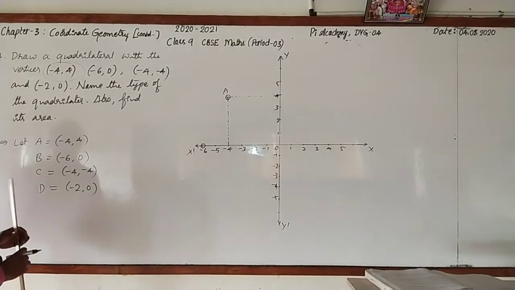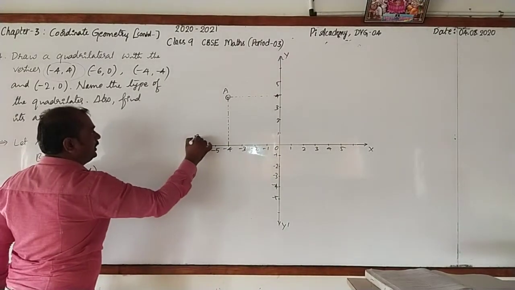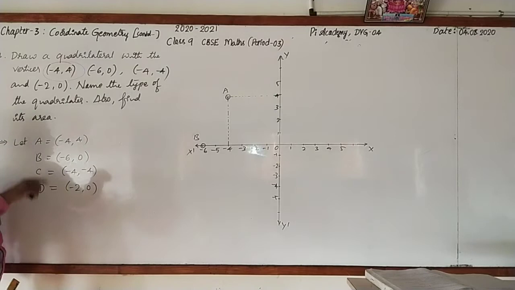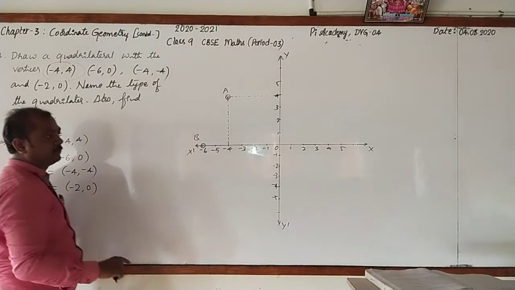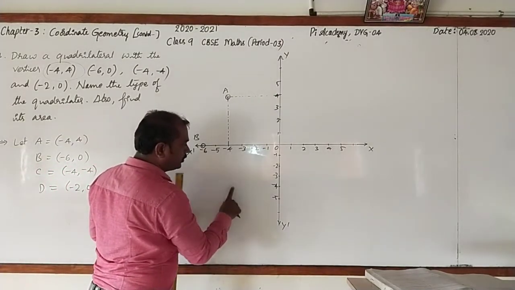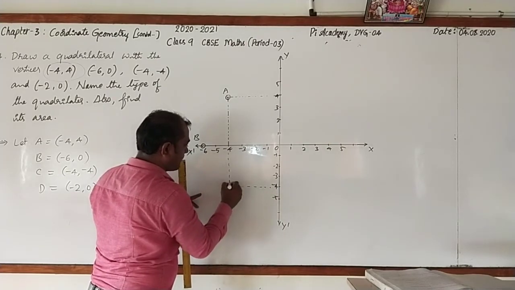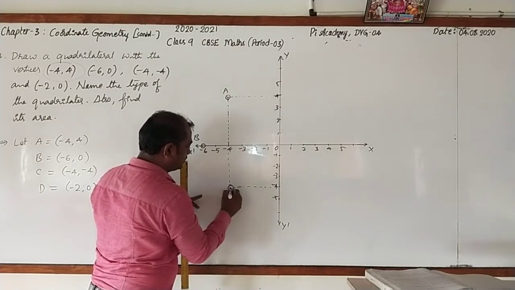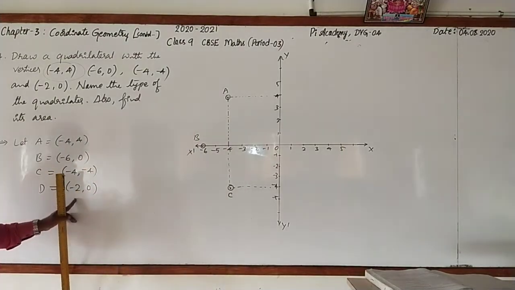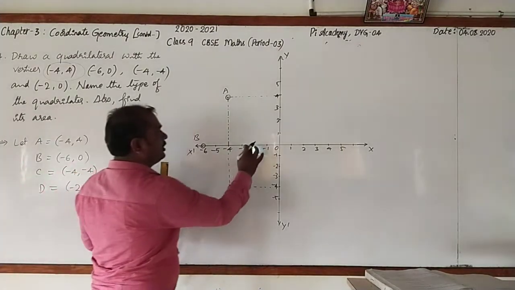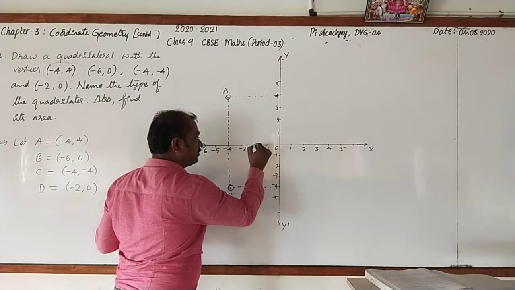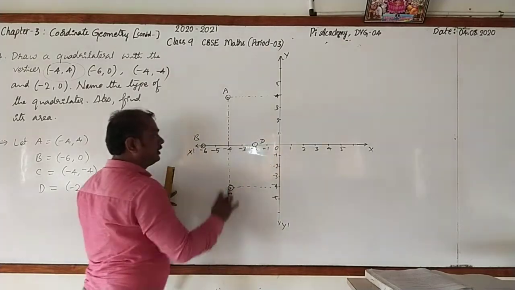Next, this is point B. Next, C: -4, -4. X is -4, Y is -4. That comes here. Next, D: -2, 0. That comes here.